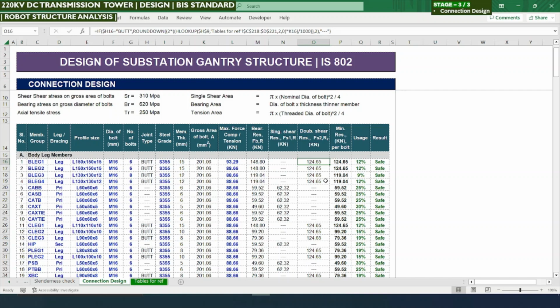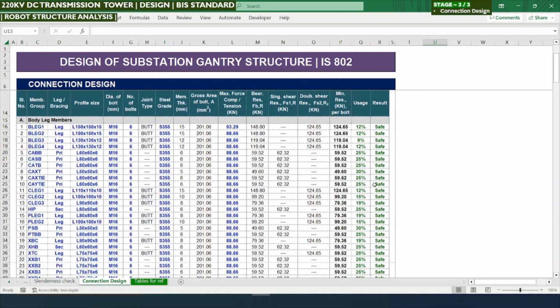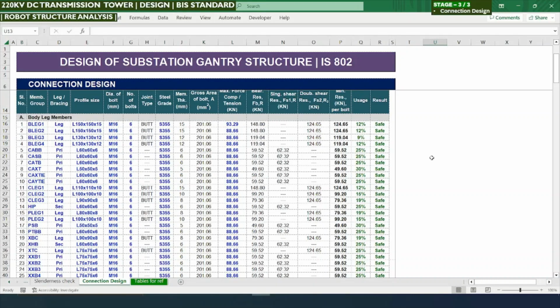The angle member is used to have a connection on both sides, both the flanges, so that it will cause double shear. So we need to consider only the double shear resistance in the case of leg members which are subject to splice connection. Next we will go into a detailed analysis of the connection.